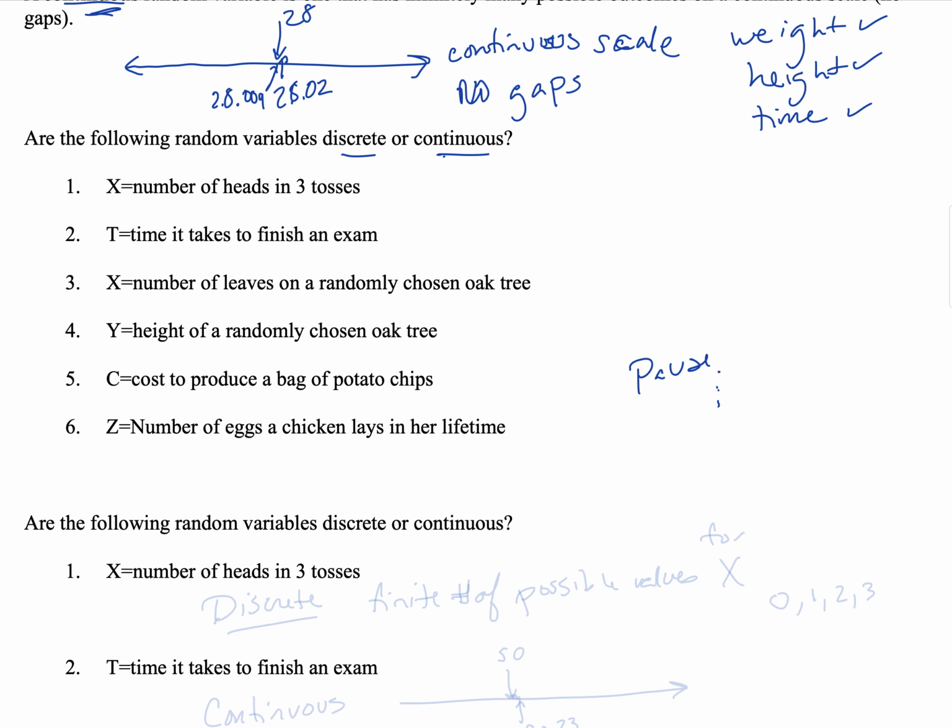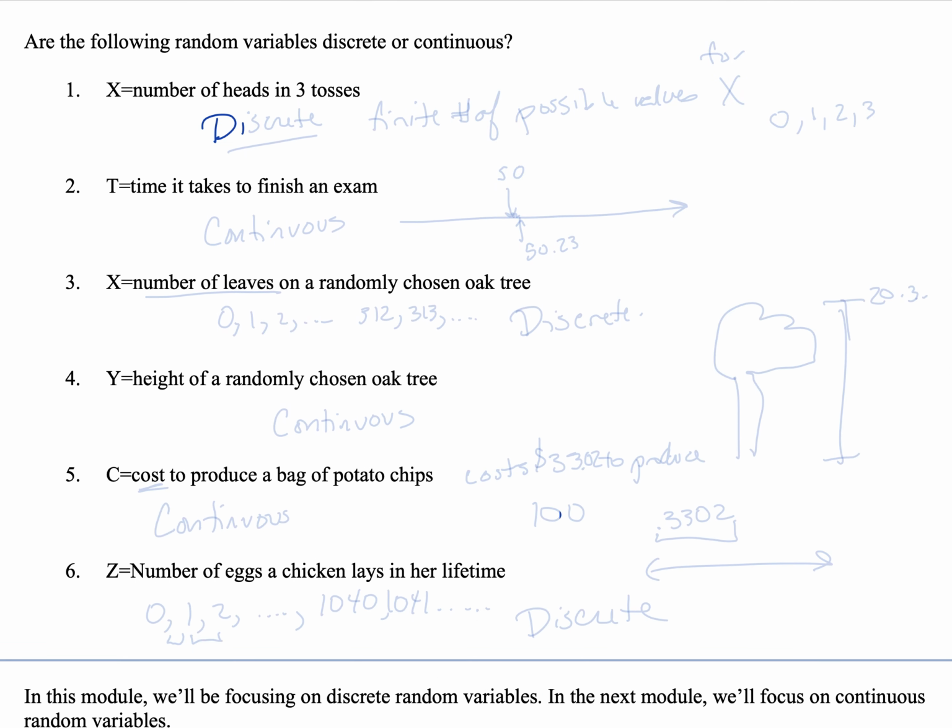Okay, number of heads in 3 tosses, that is discrete, and it's discrete because there's a finite number of possible values that the random variable X could take on. Those values are 0, 1, 2, and 3, the number of possible heads we could have in 3 coin tosses. So that is discrete, a finite number of possible outcomes.